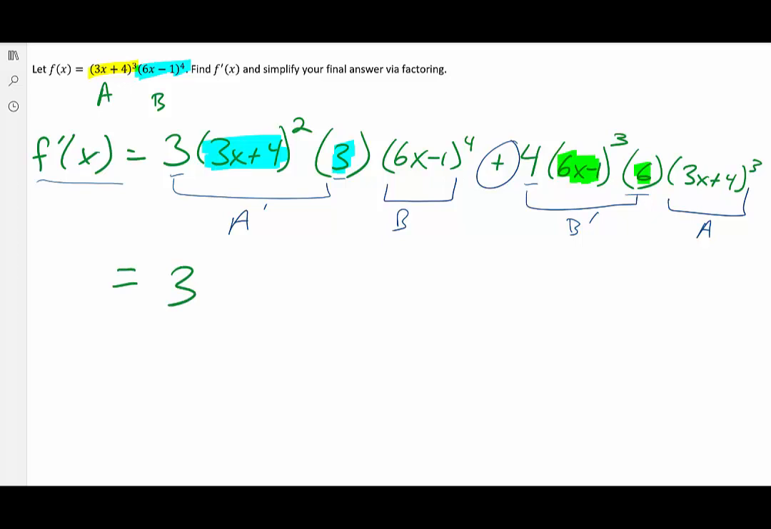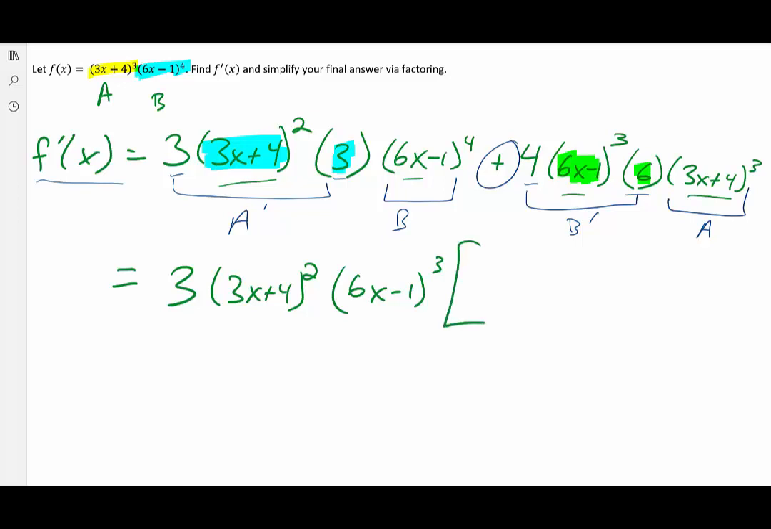Okay, we have a 3x plus 4 squared on the left. We have a 3x plus 4 to the third on the right. That means we could pull out a 3x plus 4 to the second power. Once again, we're trying to get a greatest common factor. And then we have a 6x minus 1 to the fourth on the left, 6x minus 1 to the third on the right. That means we have a greatest common factor of 6x minus 1 to the third. Okay, here we go. Now we need to figure out what's left over.